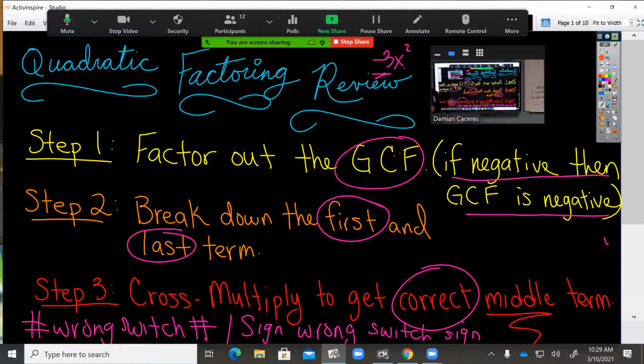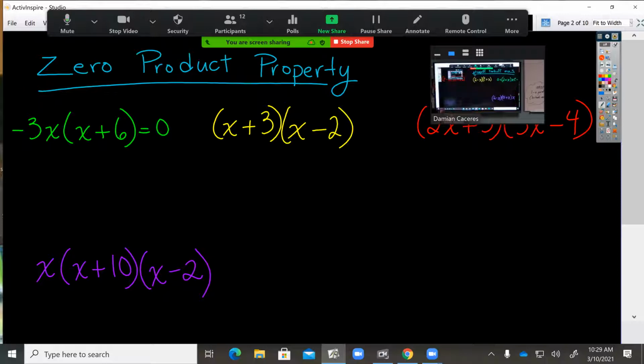So the first thing I want to practice is the zero product property, because one of these worksheets, specifically the maze worksheet, is already entirely factored, so you don't have to factor anything. You just have to go straight to zero product property. So, let's practice it here.